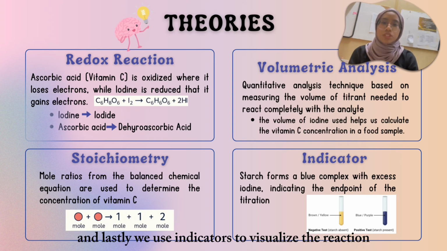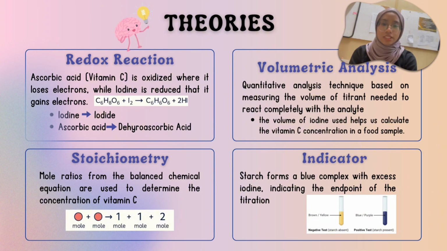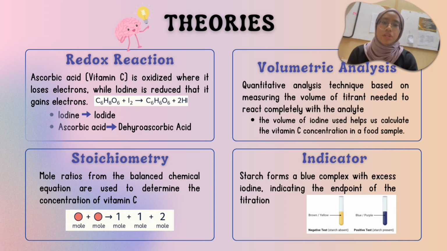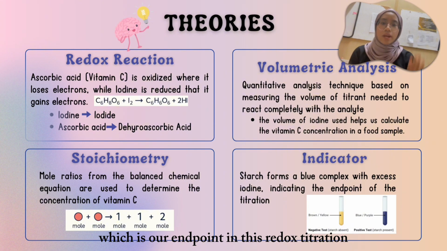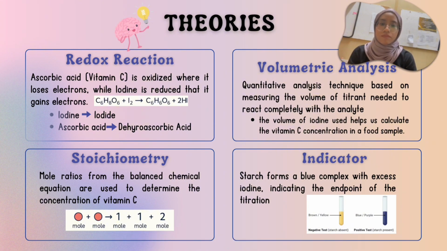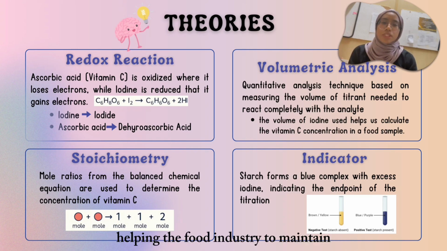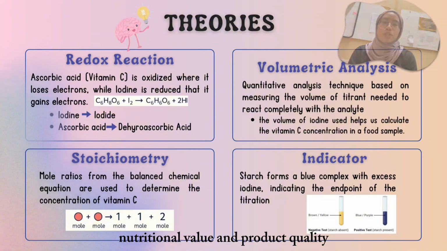And lastly, we use indicators to visualize the reaction. With the iodine method, the indicator used is starch solution. The yellow color of iodine will turn into dark blue with the presence of starch. The blue color appears once all the vitamin C has reacted, which is our endpoint in this redox titration. These four theories work together to make redox titration a precise and practical tool for measuring vitamin C, helping the food industry to maintain nutritional value and product quality.